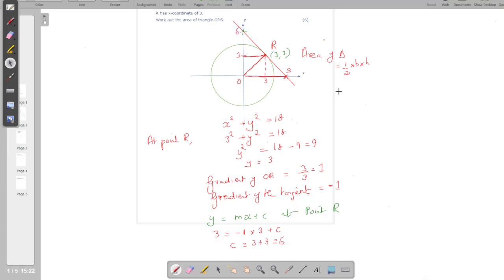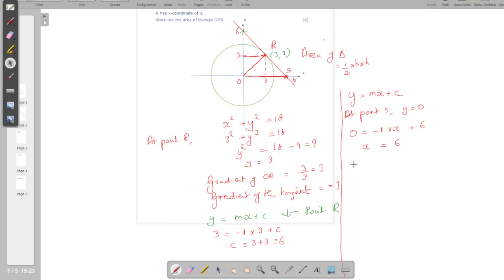Now we are going to use the y is equal to mx plus c equation to find the x coordinate at S. So at point S, we know y is 0. So we will use that y is 0, m is minus 1. We don't know x, but we know the c is 6. Therefore, x is 6. So now we know this is 6.